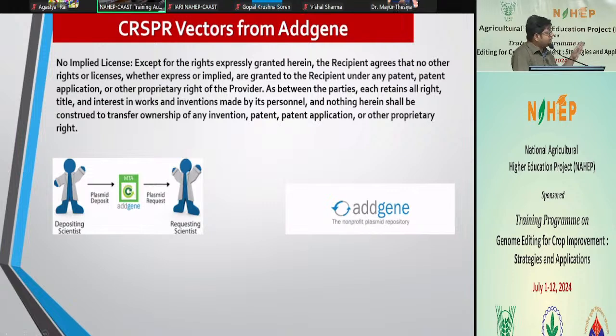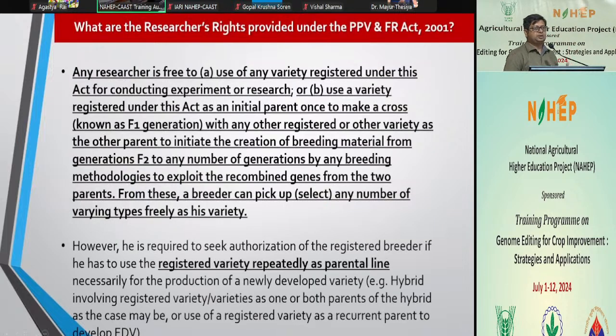But this MTA doesn't mean that after signing it you have got the license to use, right? It is the material transfer agreement only. The plasmid still retains the intellectual property embedded in it, and for that one has to enter into separate negotiations and a separate licensing agreement.